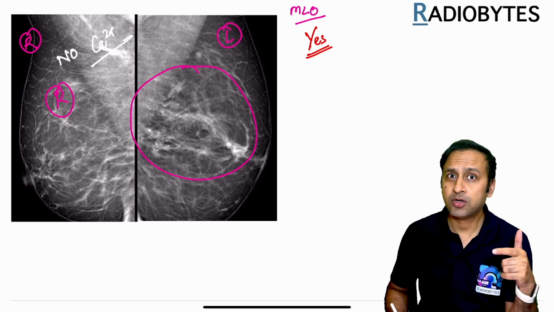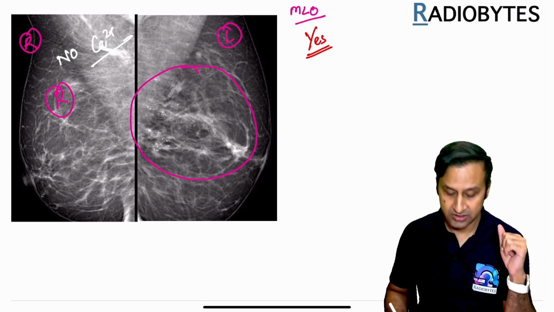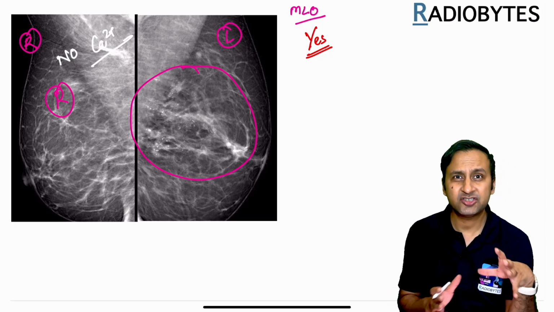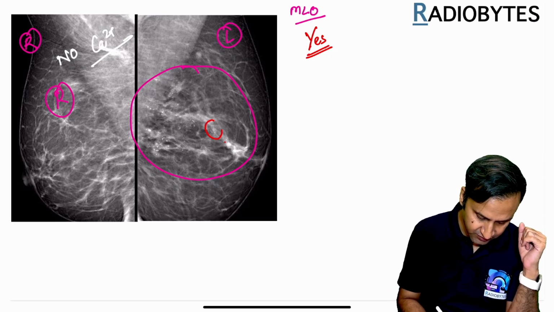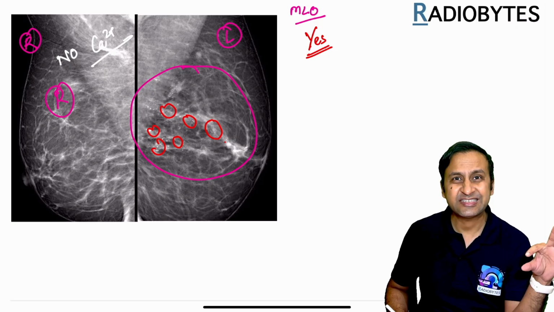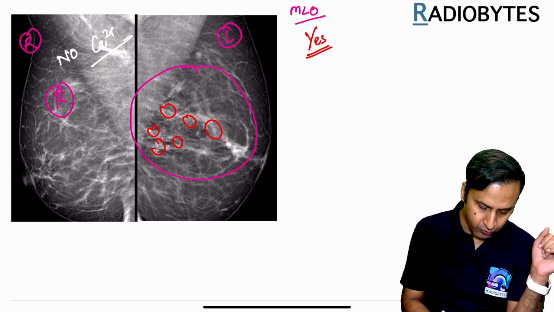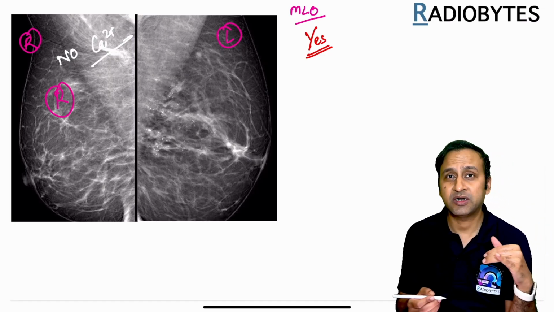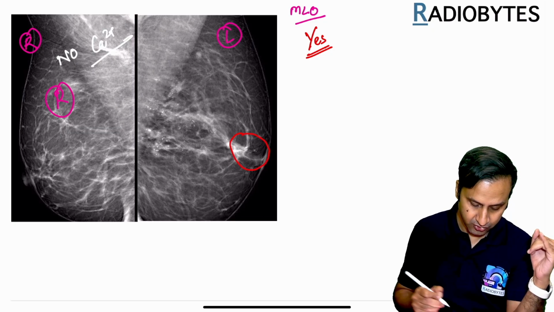Now, let's talk about the distribution, because right now we're talking about the distribution of calcifications. If I ask you what type of distribution this calcification is showing, you would say, sir, this calcification is present here, here, here, here, here, here. So it is present more in a segmental distribution. Why am I saying a segment? Because if you review your anatomy of the breast, we know that the breast is composed of multiple lactiferous ducts, and these lactiferous ducts converge in the region of the nipple.